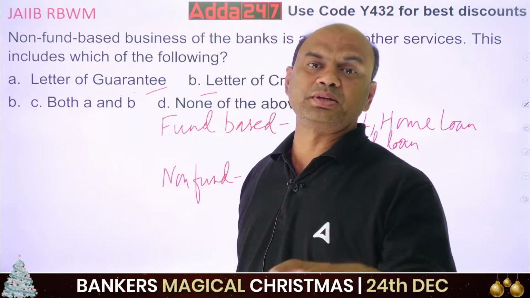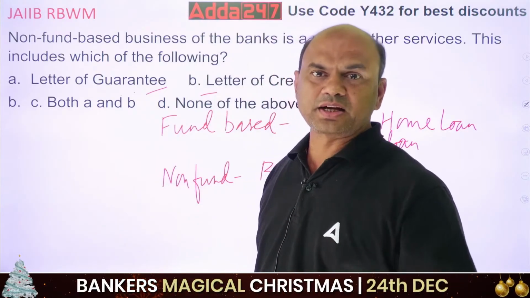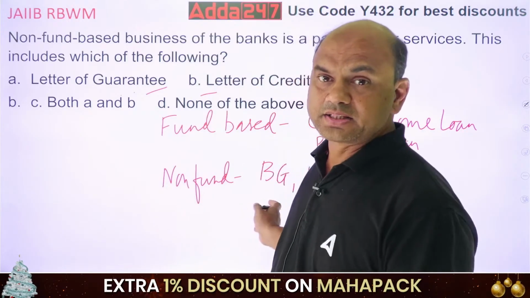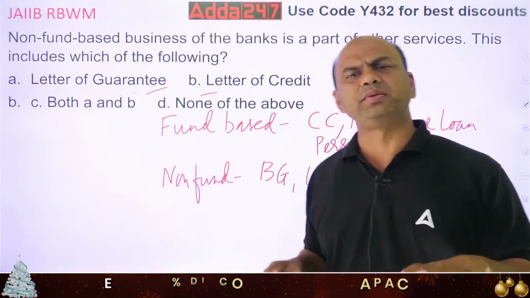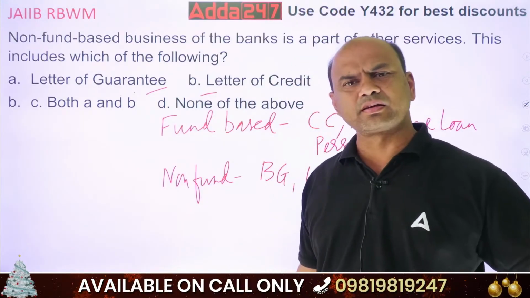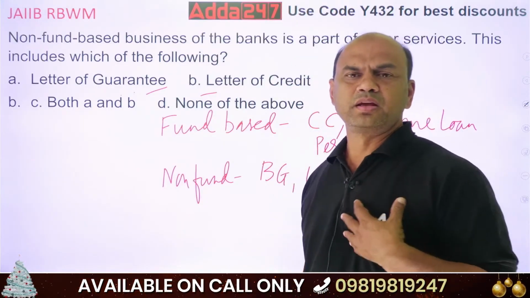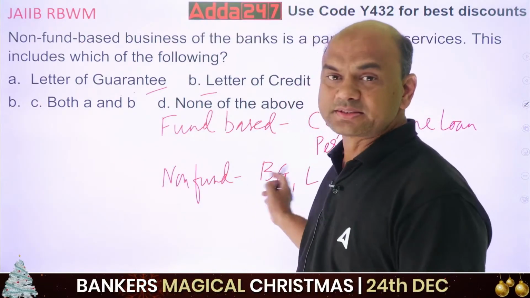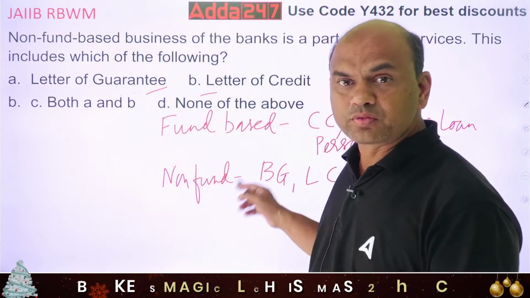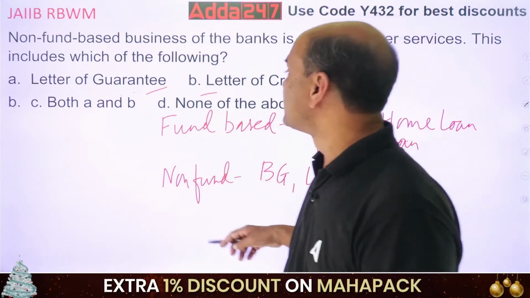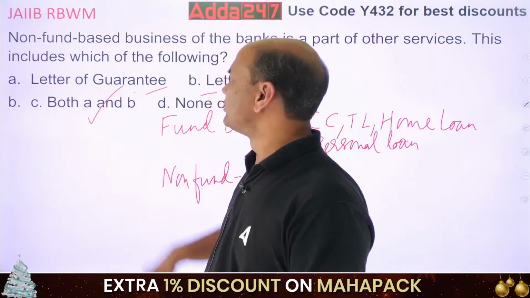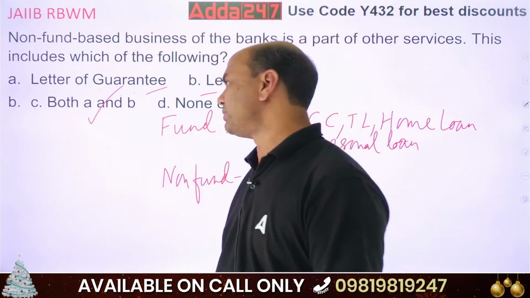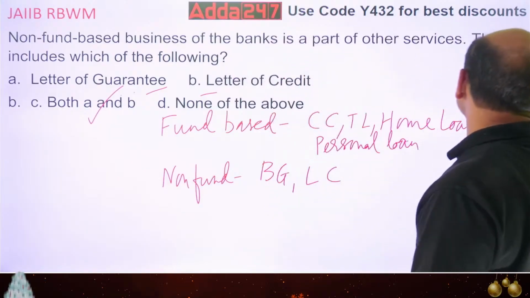We just give a promise that if this guy doesn't pay you, I will pay you under the bank guarantee. And under LC, it's a direct payment method. Don't go to this buyer; directly I'll pay you. Give me the documents, I'll pay you. So that is LC. So these are all non-fund based. Got it? So both A and B. Both A and B is the answer. Next one.